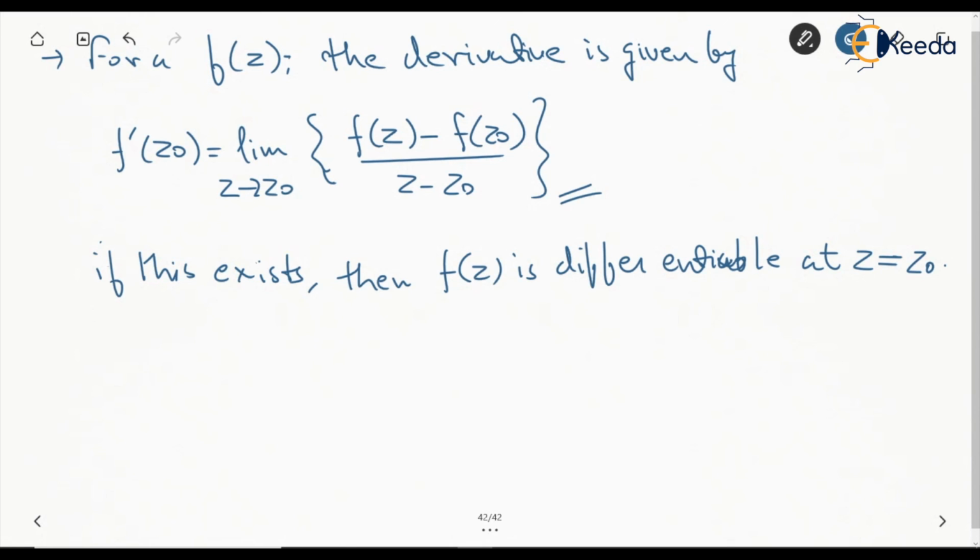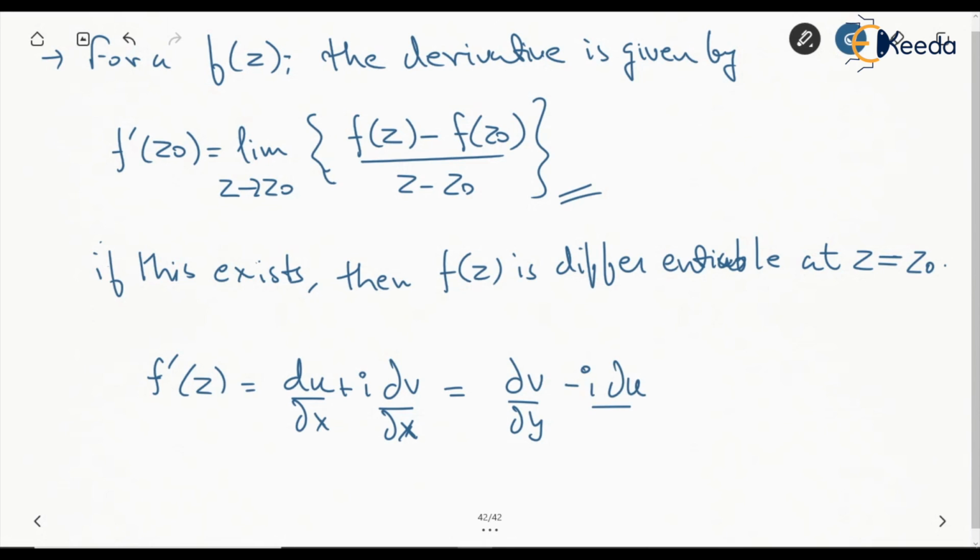And this derivative is given as f dash of z equal to du by dx plus i times dv by dx, or otherwise it is given as dv by dy minus i times du by dy. So either way we can use and we can find the derivative of this function. And a function, if it is continuous in a certain range and it has the derivative or is differentiable in that range, then we say that the function is analytic, right?